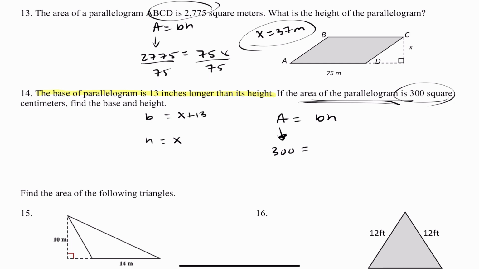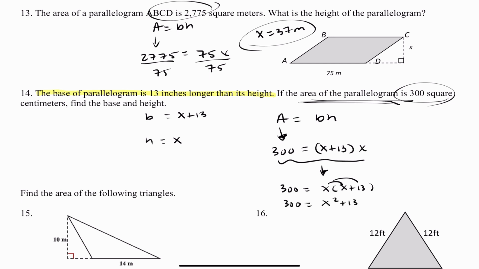Okay, so then what do we have? Well, the base is x plus 13. Let's put parentheses around that, multiplied by the height, which is x. All right, let me go ahead and rewrite this. 300 equals x times the quantity x plus 13. You're going to apply the distributive property, so 300 is equal to x squared plus 13x, minus 300 on both sides. So then what do you get? You get x squared plus 13x minus 300 equals 0.